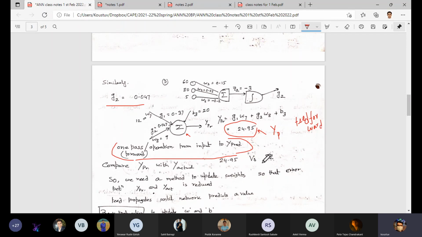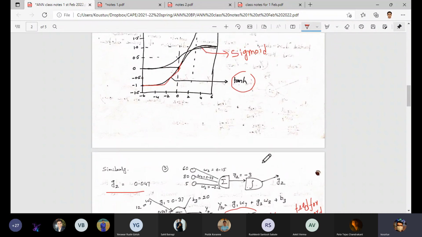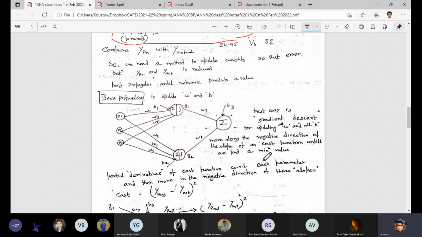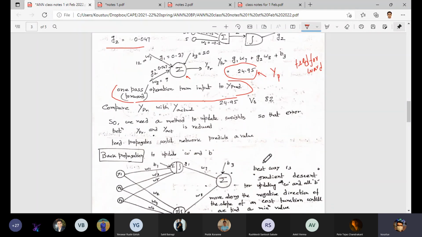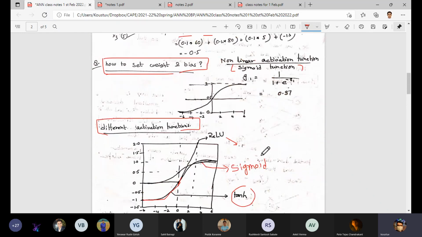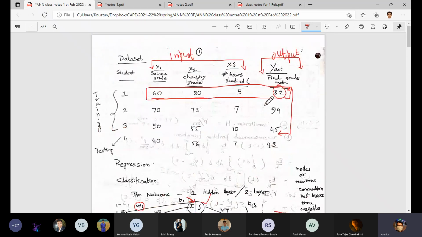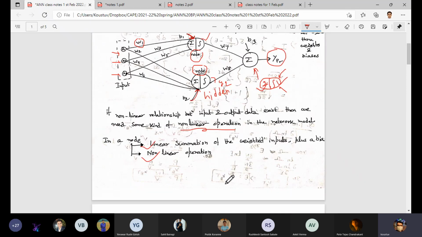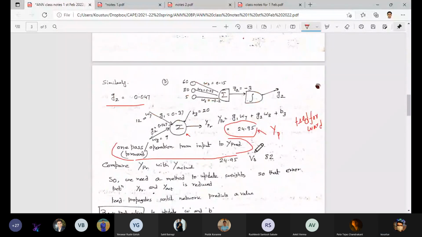We call it the forward operation, and hence the name feed forward neural network. Feed means inputs are processed from left to right, in the forward direction, going towards the predicted output. So based on weights and bias, we have processed our data to predict some Y. But what about the comparison with the actual Y, the true Y? We can see here the actual Y was 82, but we have landed up with 24.95.